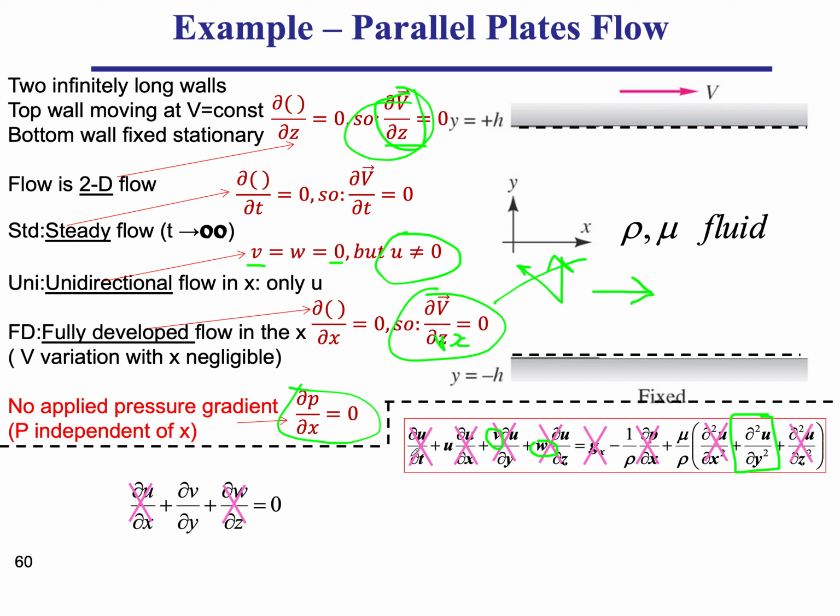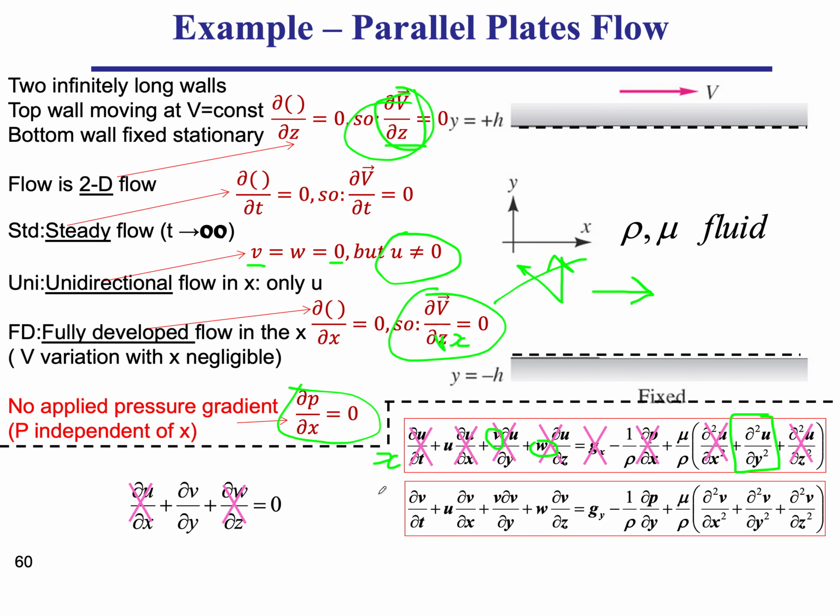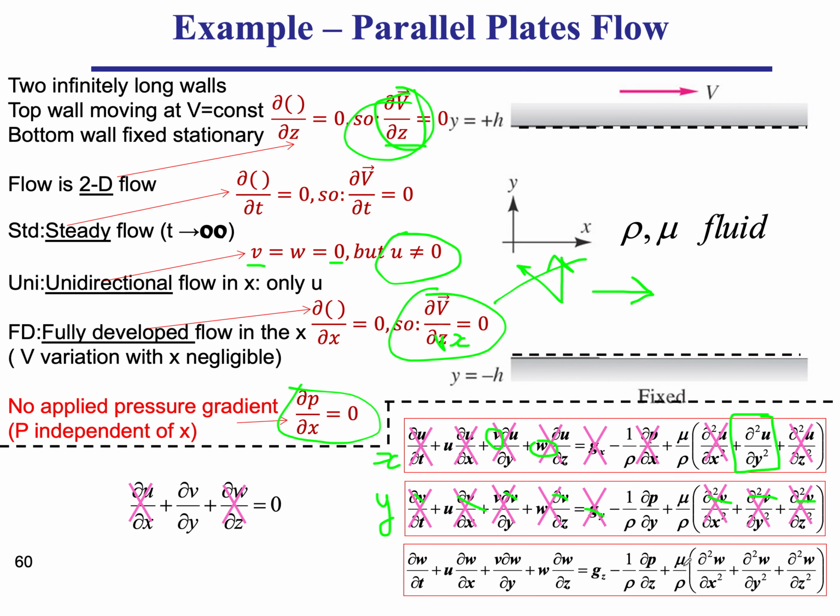This is the x momentum of the Navier-Stokes equation. Our flow is unidirectional in the x direction, and that's why we'd expect to see a variation in the velocity here. Let's look at the y momentum of the Navier-Stokes equation. Because my flow is unidirectional, everything with a v will just cancel out. Everything has a v in this equation, and there's no gravity. Same thing with the z momentum equation. So all these cancel out.